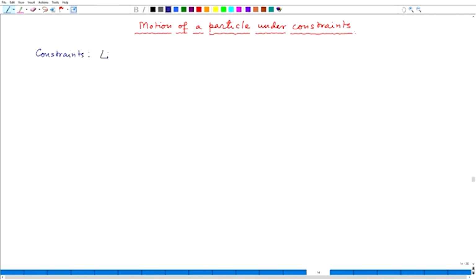constraints are the limitations or conditions imposed on the kinematics of the particle.